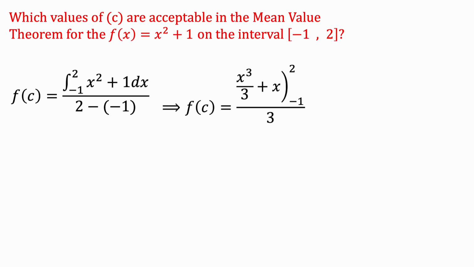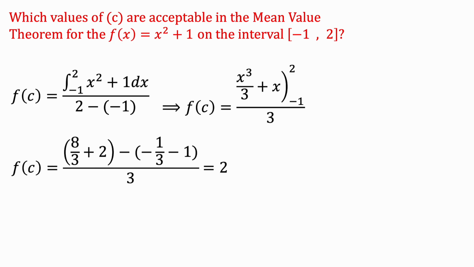X plus x to the power of 3 over 3. We substitute the upper limit first, which is 2, then subtract the value at the lower limit. All right, the additions and subtractions are very simple now. We get 2. For those students who couldn't continue from this point, yes, exactly, this is f of c. Now you have to find c, right? Well, didn't the problem give you f of x? And didn't you just find f of c? So substitute c into f of x.